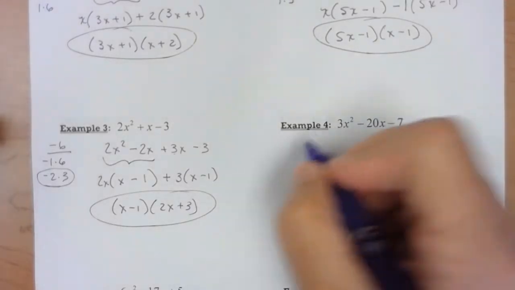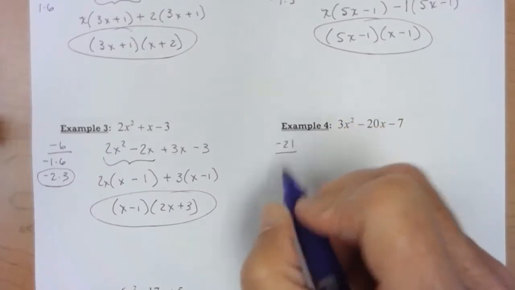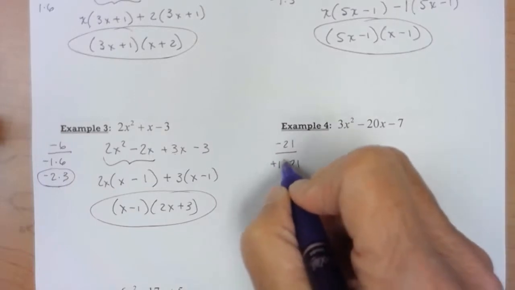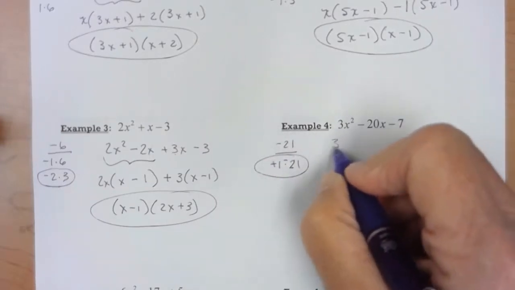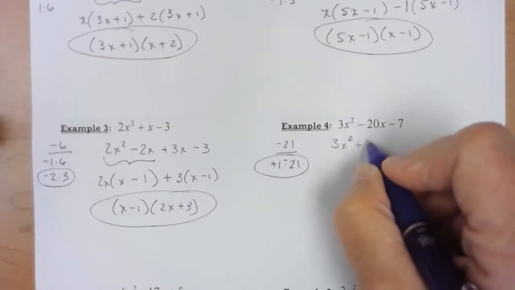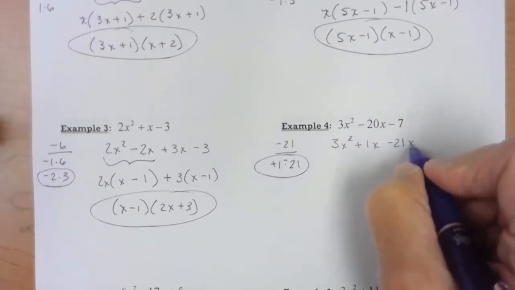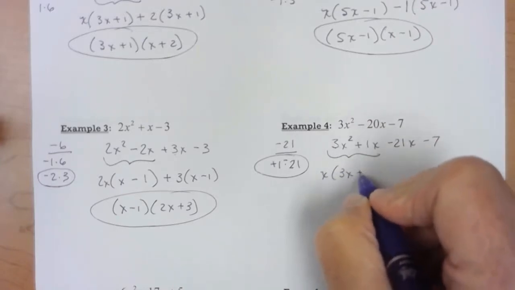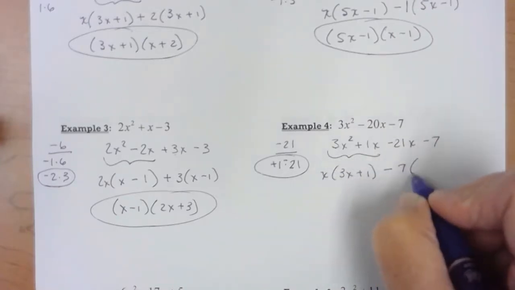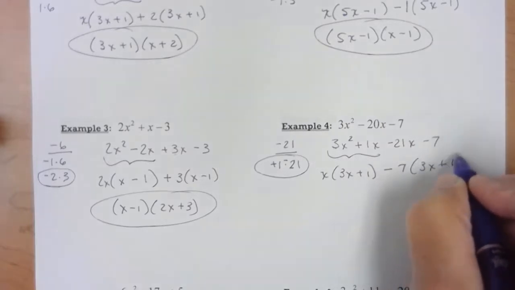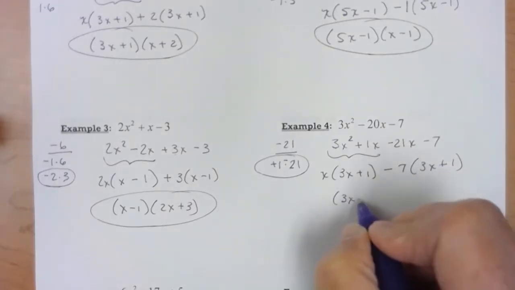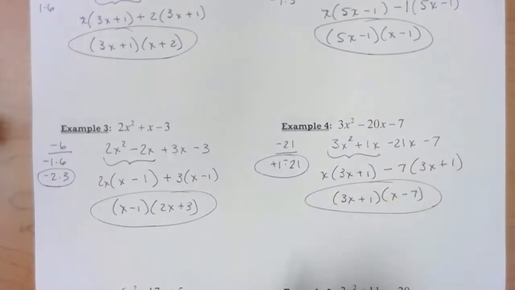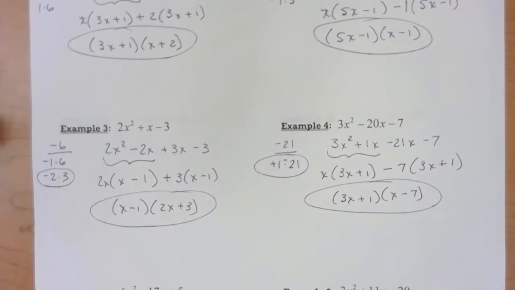3 times negative 7 is a negative 21. Negative 1 times 21, that's what I need, but my signs need to be opposite. And the parentheses must match. Let's see if you come up with that one.